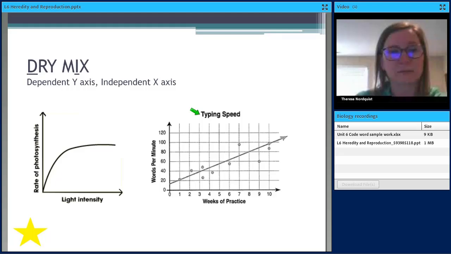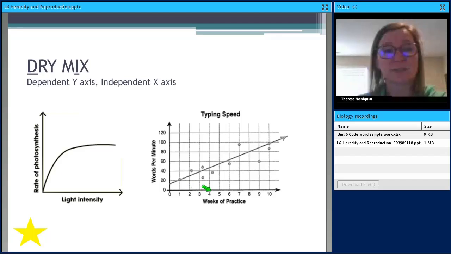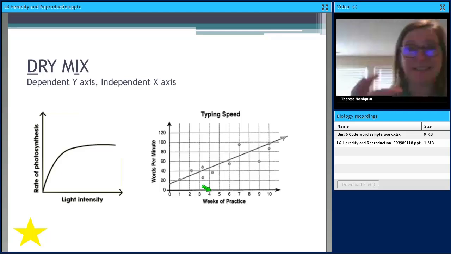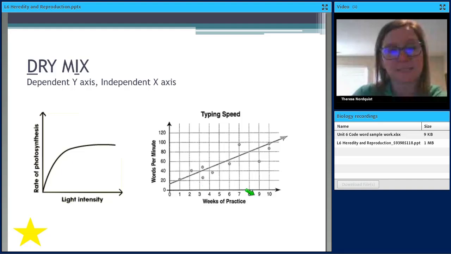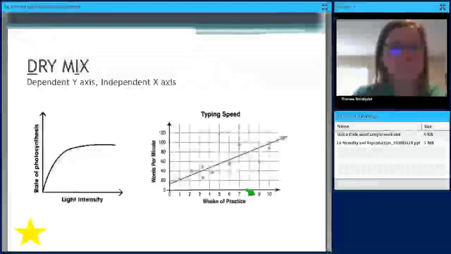In this experiment, we're looking at typing speed. We've got weeks of practice, and then words per minute. So they are measuring and recording the words per minute, and they're taking that measurement at different weeks. And I mean, the assumption is that in between, these people are practicing, right? Maybe 30 minutes a day or something. And what they are seeing is that through time, speed goes up.